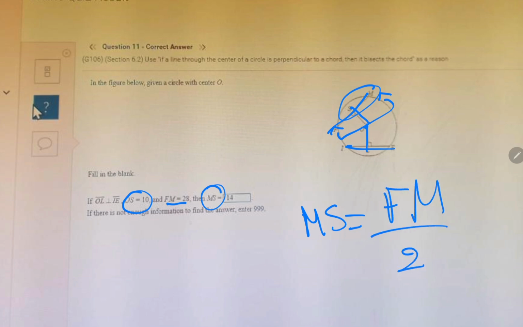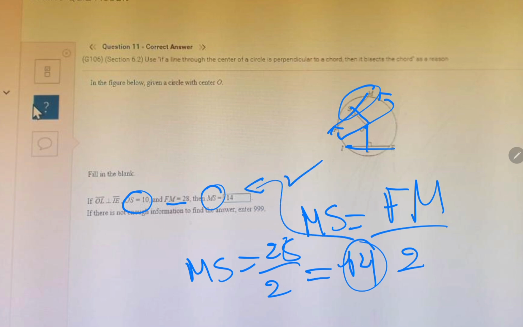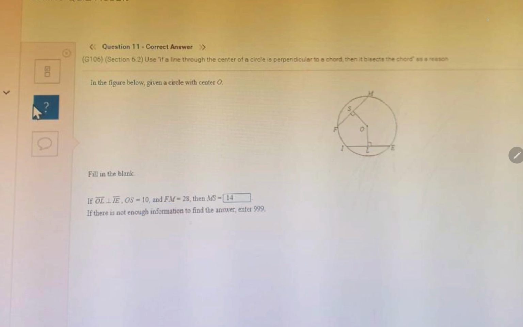Okay? So MS is equal to 28 over 2, so it's equal to 14. That's it. So based on the circle, you have to find out first it's a perpendicular bisector. Then if you are sure it's a perpendicular bisector, then you can use this method.